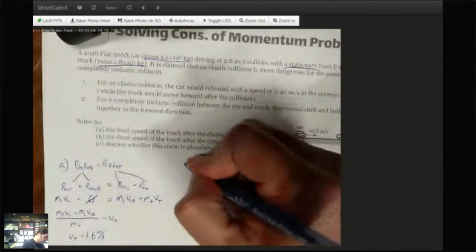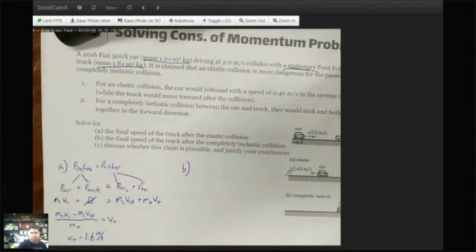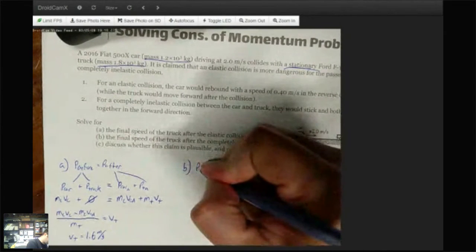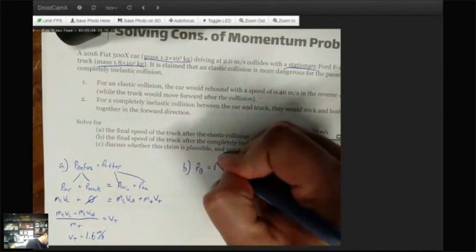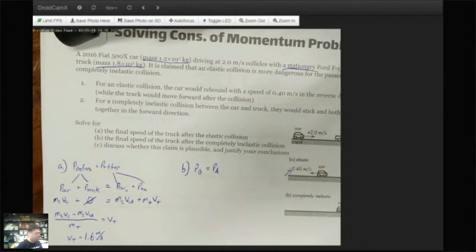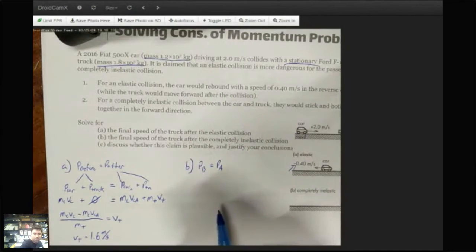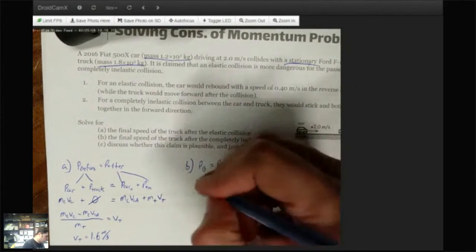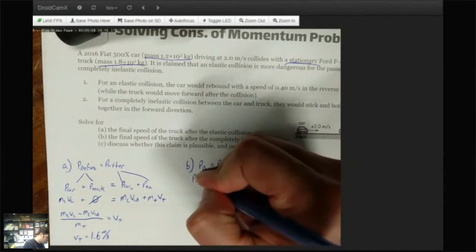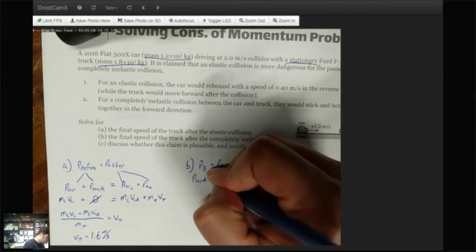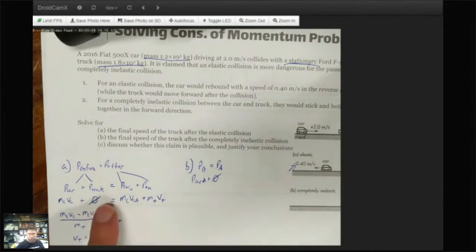All right, part B, we have to do the same thing for the truck, but now we have an inelastic collision. We've got a collision where they're going to stick together. Well, we start off the same way. P before equals P after on here. And we've got, again, two objects beforehand, momentum of the car plus 0. I'm going to skip writing out the truck part because we both know that it's not moving beforehand.